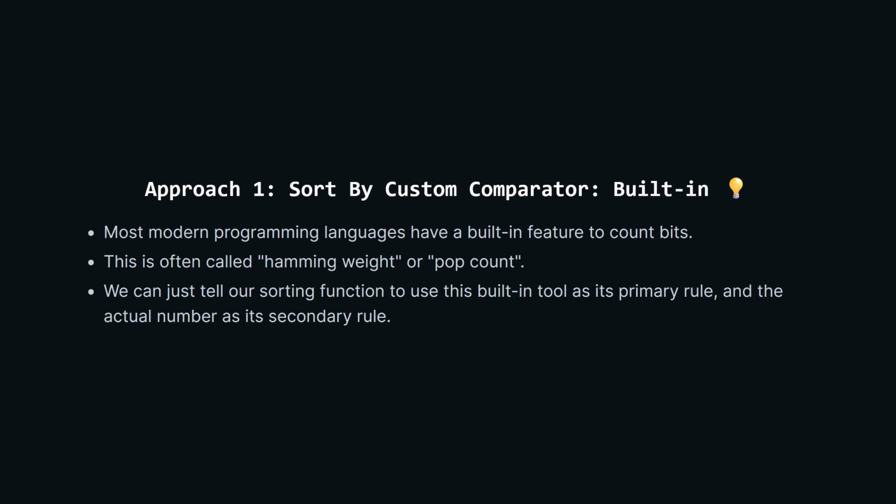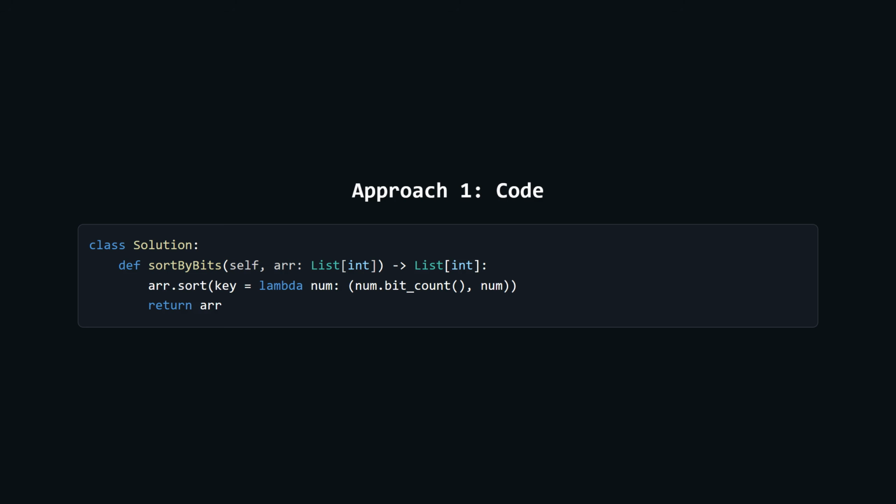So, the absolute easiest way to solve this is to let the language do the heavy lifting for us. Most languages have a fast, built-in method, specifically designed to count how many 1s are in a binary number. All we have to do is tell our list's sorting function to group things by that bit count first, and then use the number itself as the backup plan. Here is how clean that looks in Python.